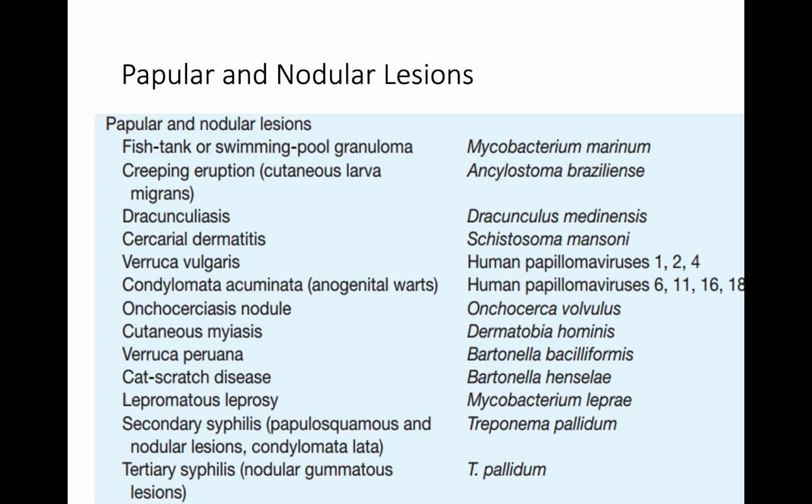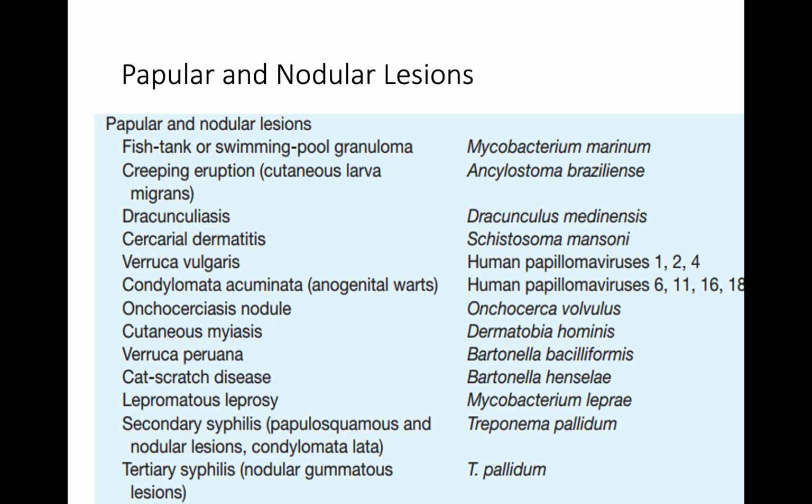Now we're going to cover the rest of the lesions in the skin, because next lecture we will talk about bone and then the muscle. So papular and nodular lesions. We're going to cover many of them, and you can see here you have everything from bacteria to certain viruses. So it is a heterogeneous group of microorganisms.